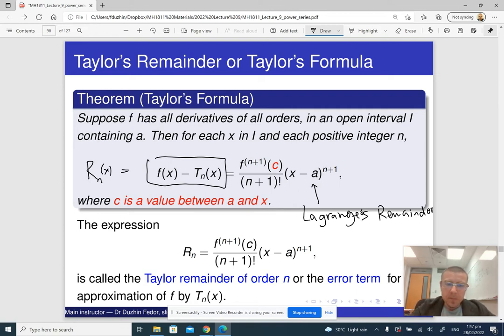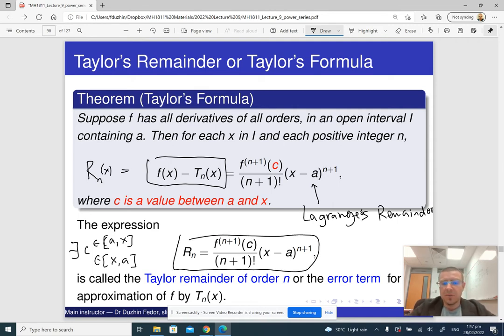Now, Lagrange's form of the Taylor remainder. What does it mean? It means that there exists some number c between a and x, right? So c belongs to either the interval from a to x, or from x to a, depending on whether x is bigger than a or x is smaller than a, such that this equation holds. Okay.